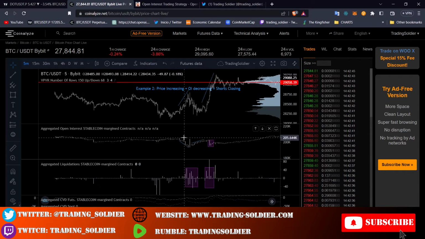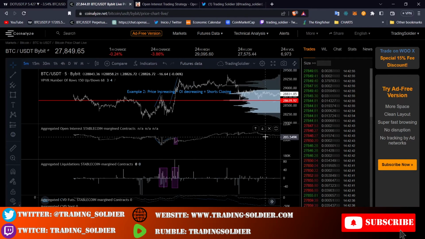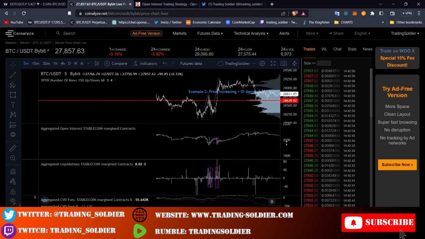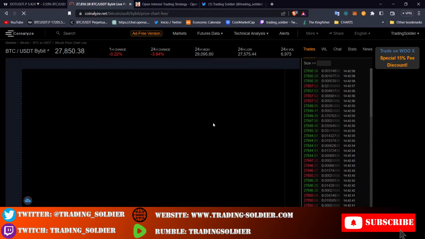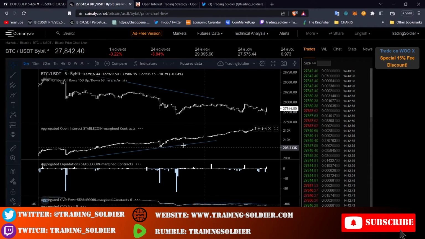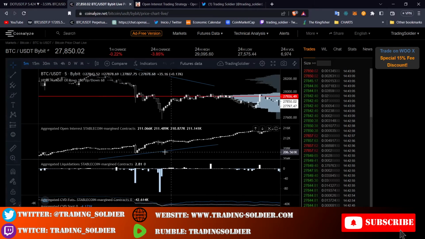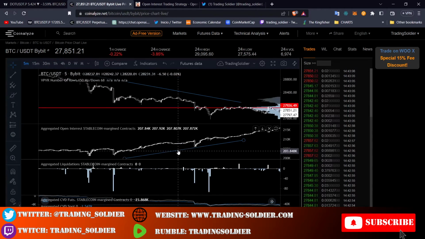I don't know why the chart is looking so bad. Maybe, I don't know why. Let's refresh the page because the candles are not printed as they should. Okay, now it's much better.